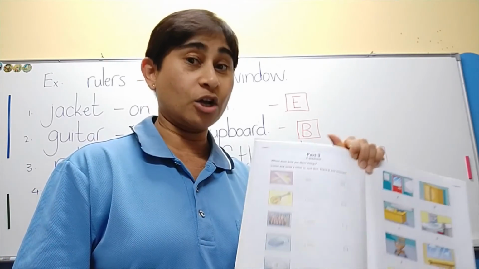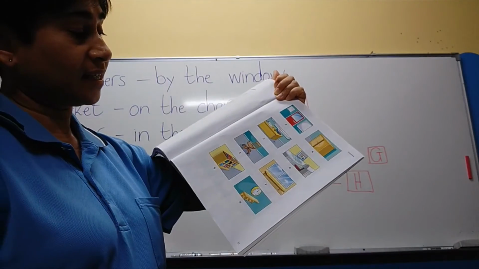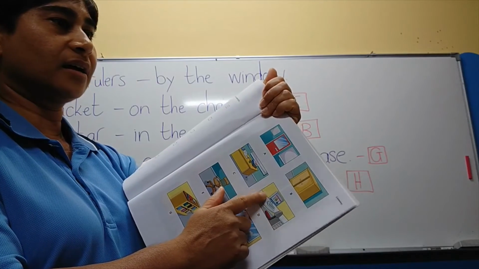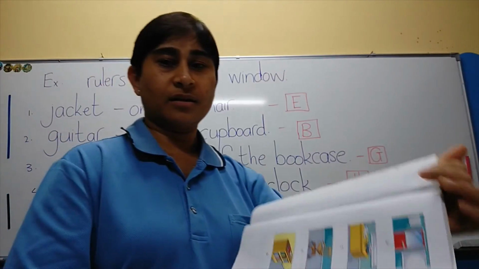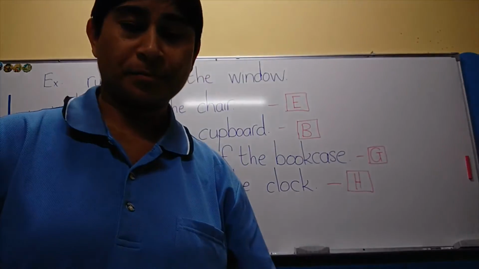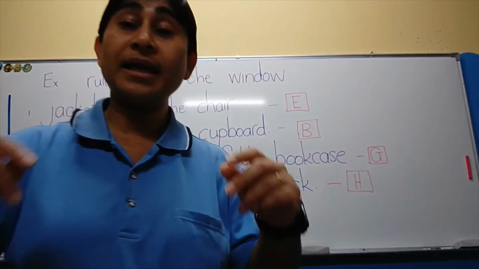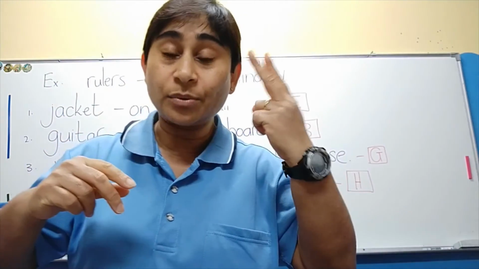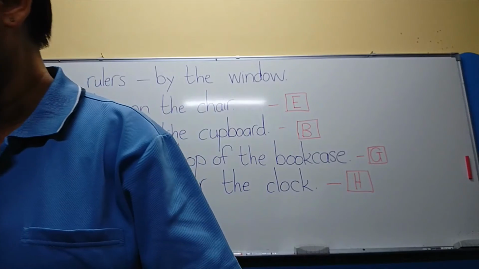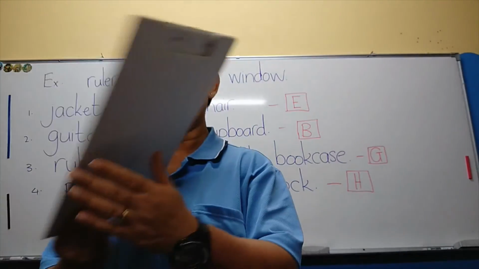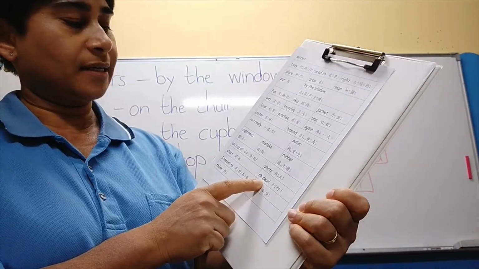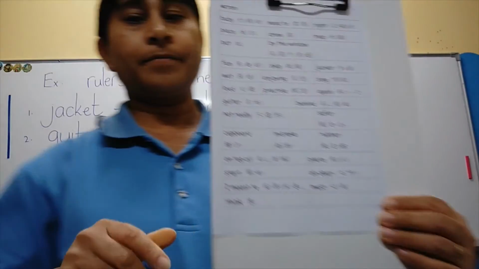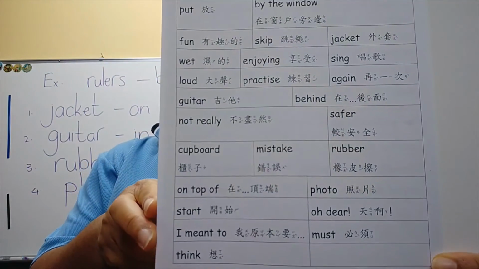So where does the homework go? Yes, it goes on D, on the computer table. Okay, here's your vocabulary. Take your screenshot now. Second screenshot. Take it now. She says, oh dear, I meant to give it to them, must and think. Take your second screenshot.